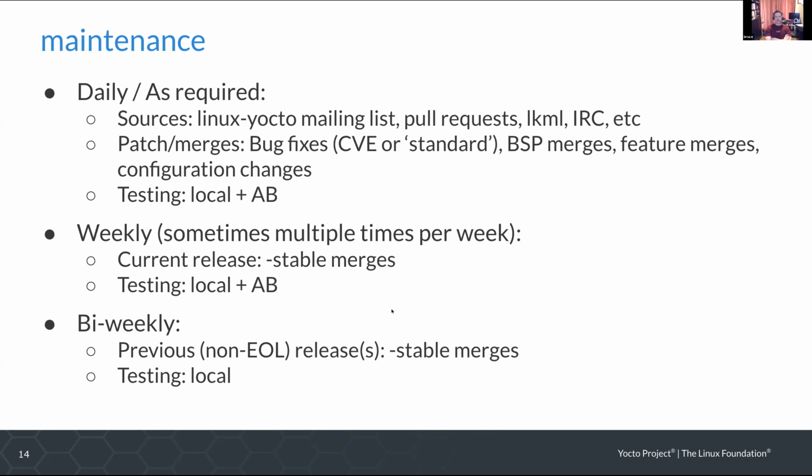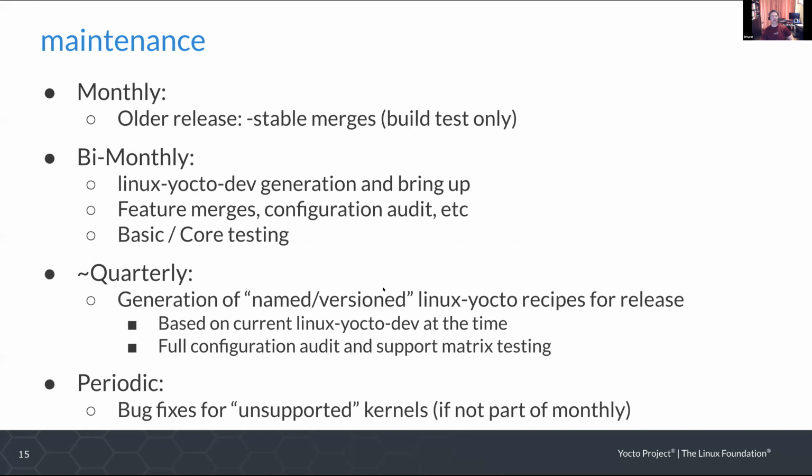Bi-weekly, or roughly, none of this is written in stone, I will do stable merges to EOL. Well, not fully EOL, but older releases. So I go back and I've done 4.19, 4.4, different kernel versions that are still getting upstream stables. I will unleash my stable scripts on those to do updates. And that testing is just local because we don't really have an active release for that.